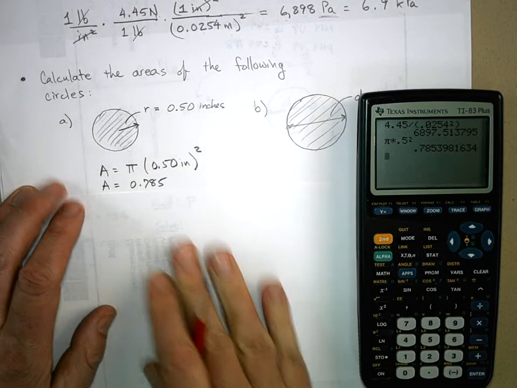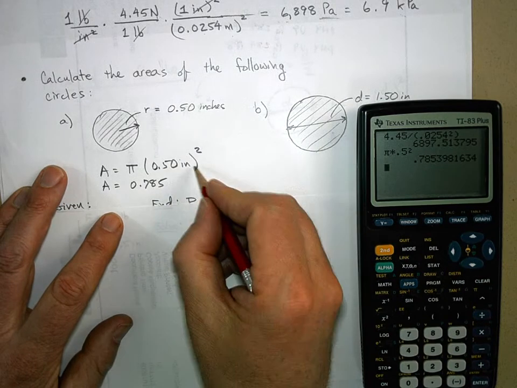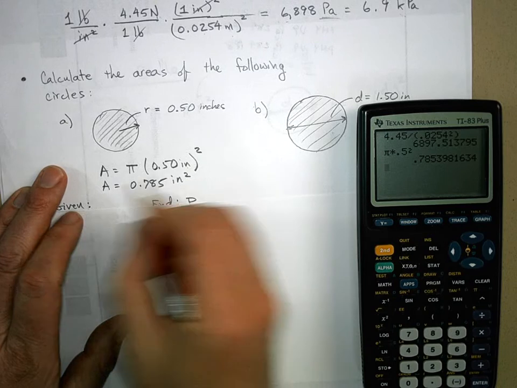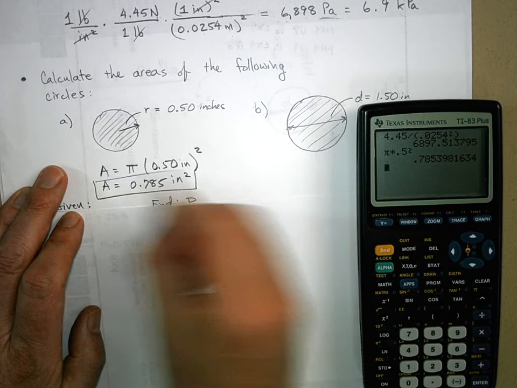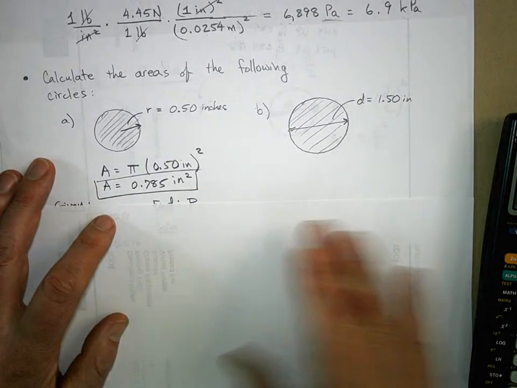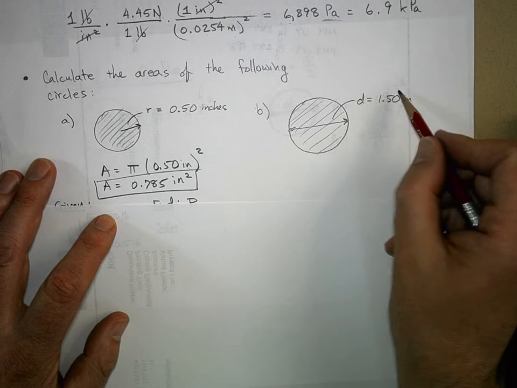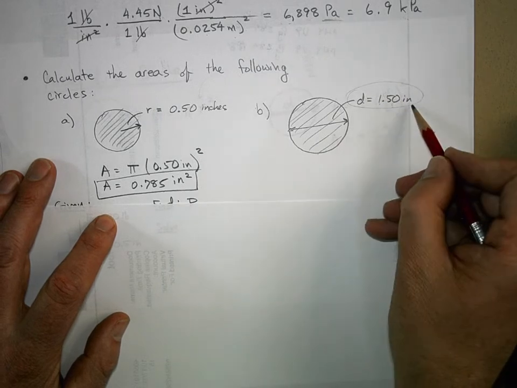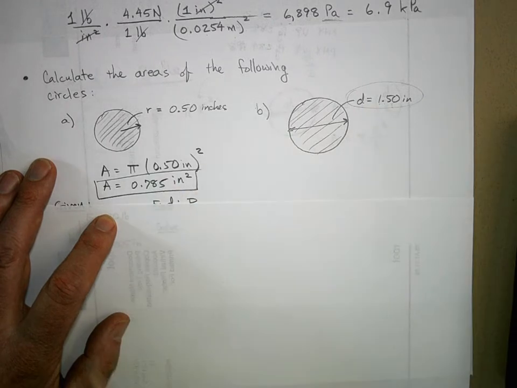0.785. And what are the units here? Well, what did we square? We squared inches times inches. That's square inches. So that's the area of this one. Hope that's what you got. Now this one you can do two ways. You can take the diameter and divide it in half. Well, what's 1.5 divided by 2? It's 0.75 inches, and then you can square that and multiply it by pi.